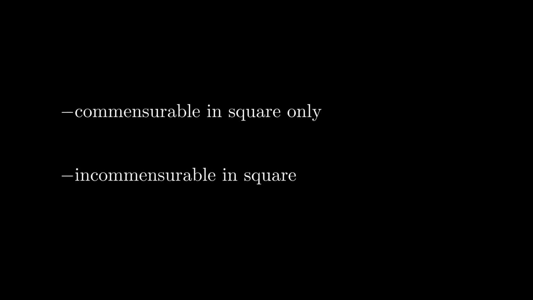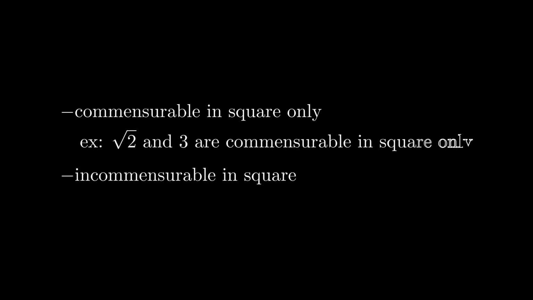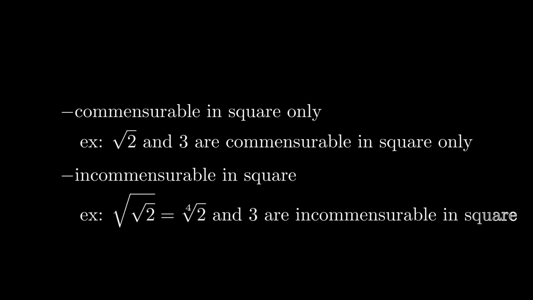For example, the square root of 2 and 3 are incommensurable, but their squares are commensurable. 4 and 9, both measured by 1. But the square root of the square root of 2, or the fourth root of 2, and 3 don't have commensurable squares, square root of 2 and 9. Book 10 explores commensurability and rationality, and it turns into a confusing taxonomy on types of irrational numbers.